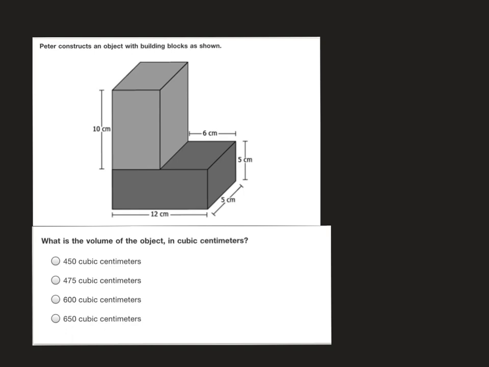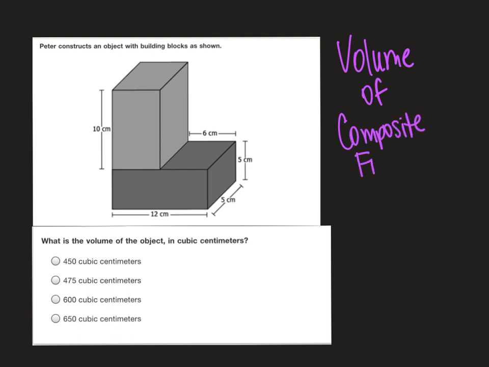Hey guys, in this video we're going to be studying and doing some problems about volume, but now the volume of composite figures. What this means is that we no longer have just one rectangular prism to find the volume of. We have two, and sometimes three.